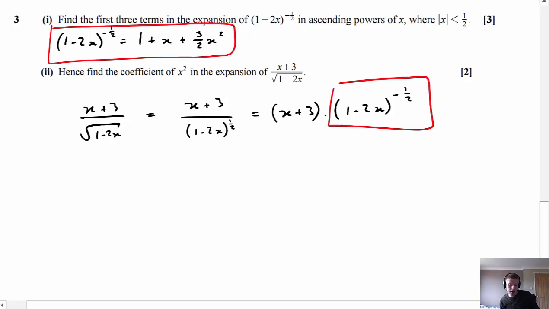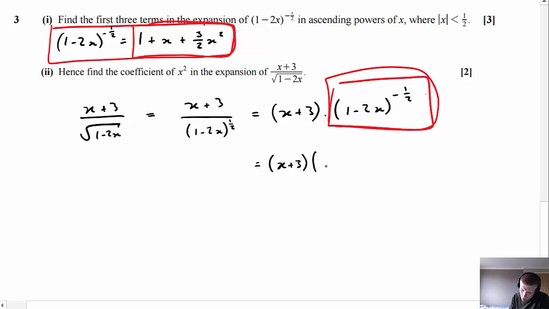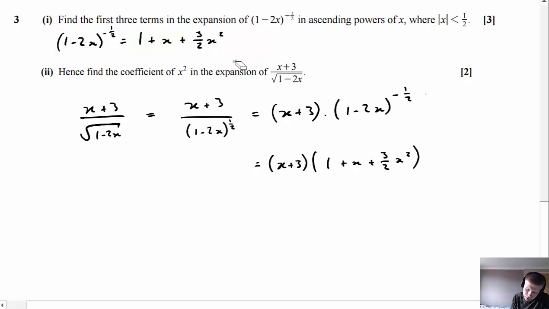So in other words, I'm trying to find the coefficient of x squared in the expansion of this. When I expand this out, I've got a bracket times a bracket, so I'm going to end up doing a bit of a quadratic-y thing, okay? But I can actually just replace my (1 minus 2x) to the power of negative a half with 1 plus x plus 3 over 2 x squared. So this is going to become (x + 3) times (1 plus x plus 3 over 2 x squared), and then I just have to expand that out to find the coefficient of x squared.